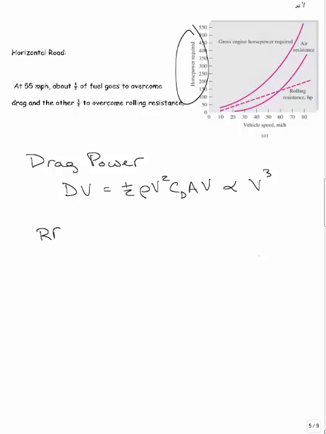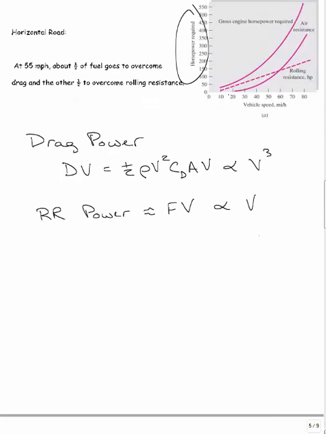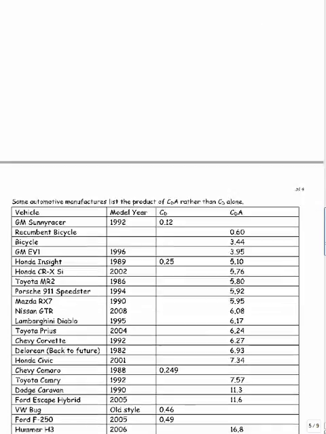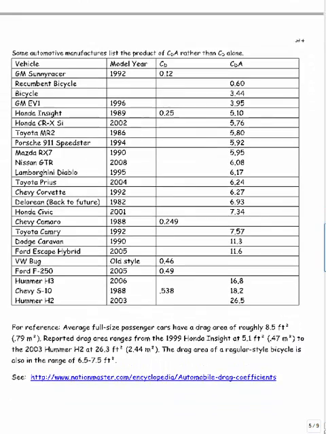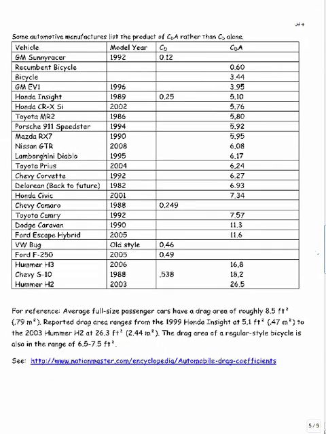Rolling resistance power, on the other hand, is approximately F times V, proportional to V. So that's why it's linear on here. It's going to really depend, but notice that the drag is low at very low speeds, and then it goes up very quickly at higher speeds. So driving like a grandma is going to save you a lot of gas.